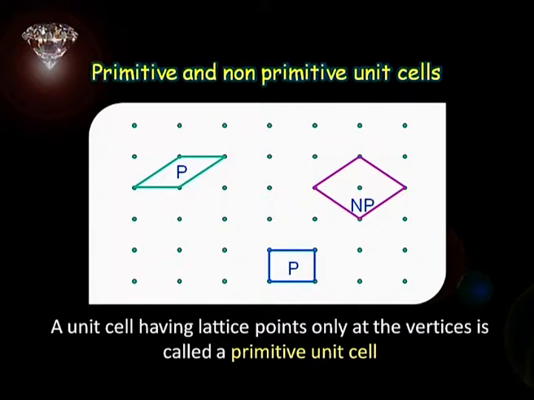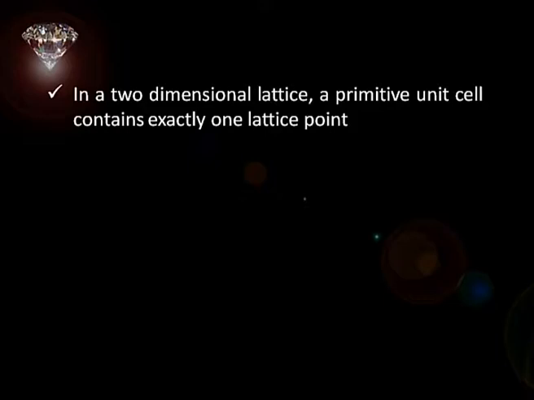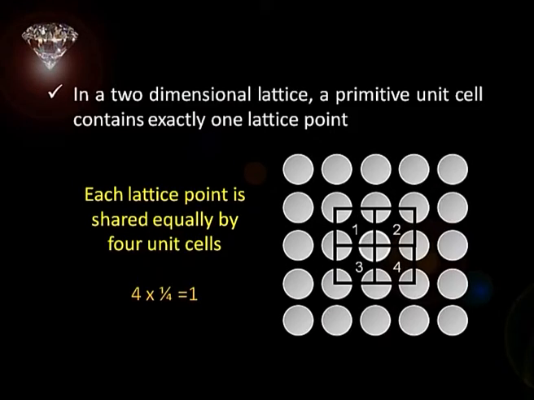So they are very small things, but they are very, very important, because they have ramifications as we proceed further into three-dimensional lattices. If we have a two-dimensional lattice and we are talking about a primitive unit cell, it will contain exactly one lattice point. Let us understand that. So we have a two-dimensional lattice here.